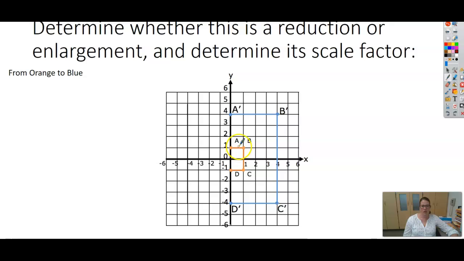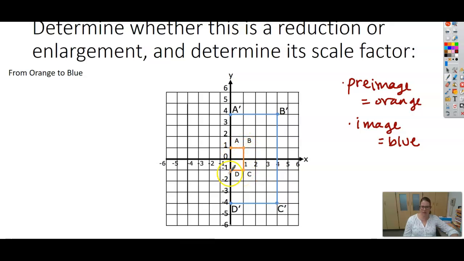Okay, so the original one here is called the pre-image. Okay, so the orange shape here is called the pre-image. The blue shape is called the image. So the one we started with is called the pre-image. The one it goes to is called the image. Now, you notice that these little A prime, B prime, it has this little dash that you say, A prime, B prime, C prime, D prime. The ones with the prime on them will always be the image.